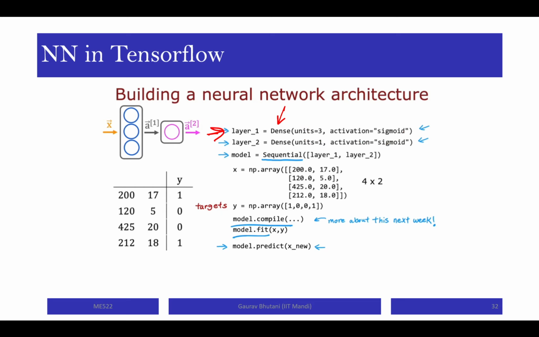So we develop these objects, layer 1, well in this case we have only 2 layers, layer 1 and layer 2. Layer 2 has 1 unit, it is an output layer with sigmoid activation function. Then we say the model is a sequential model with first layer 1 and then layer 2. That is how you define an architecture.